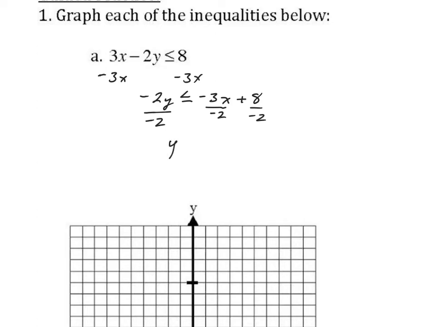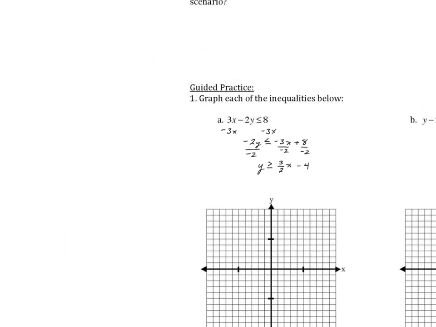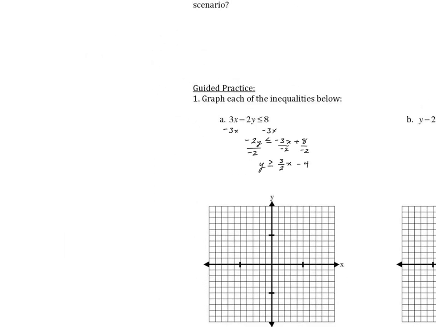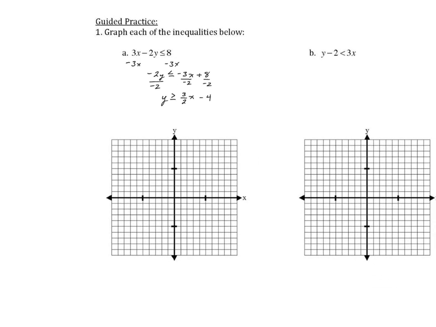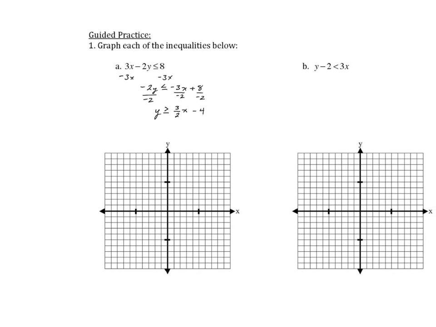So you get y is what? Greater than or equal to 3/2 x minus 4. What happened? Why? Because when you divide by a negative in an inequality, you have to flip the sign. Whenever we divide or multiply by a negative, we need to make sure that we change the sign. So it's slope-intercept form, except instead of an equal sign, it's just an inequality.